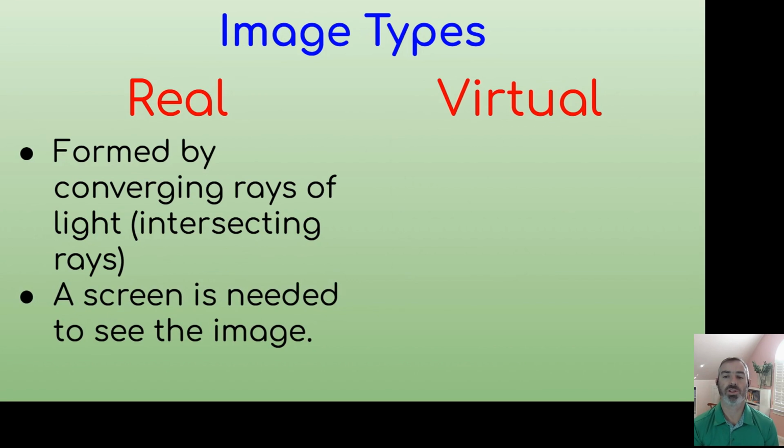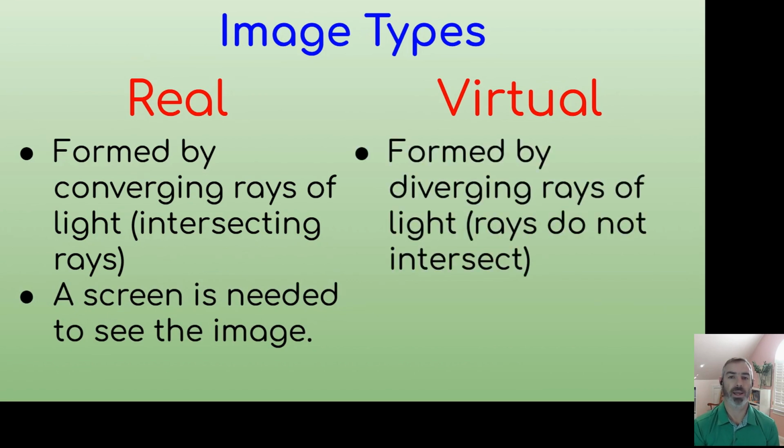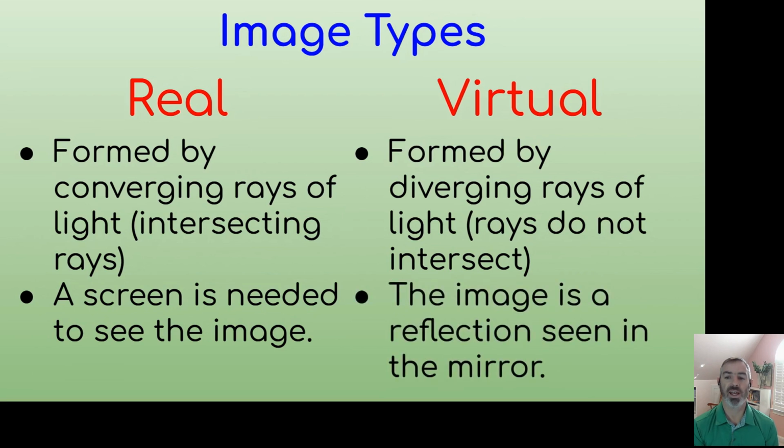Now, a virtual image is formed by diverging rays of light. That means they don't intersect on the same side as the object, so just like in a plane mirror, we'd extend those rays of light back into the mirror, and where they intersect, that's where the image is formed. So what we're actually going to see is a reflection in the mirror, so you'll actually see an image in the mirror.